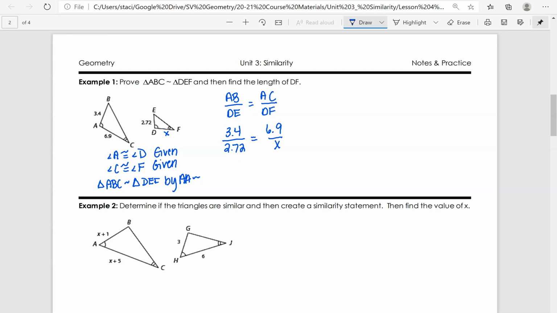And so when I cross multiply, I get 3.4x is equal to, let's see, 6.9 times 2.72 is 18.768. Divide by 3.4, and we get that the length of DF is 5.52. So make sure you actually take a second and you say DF equals 5.52.